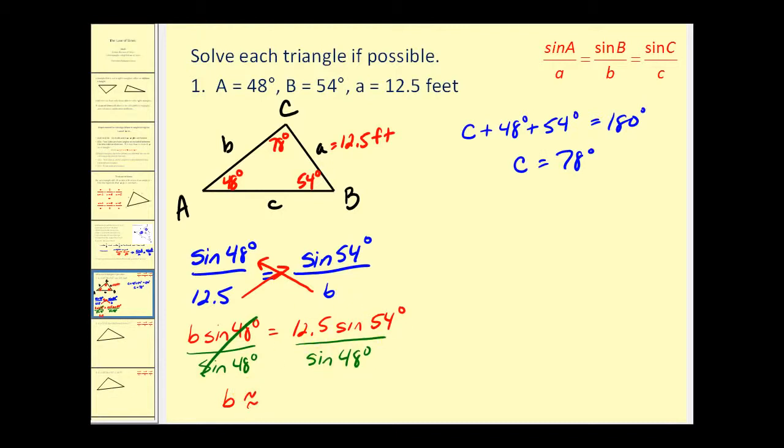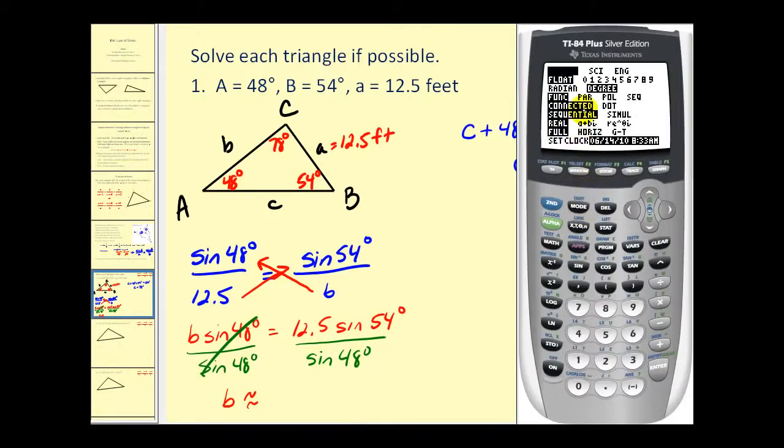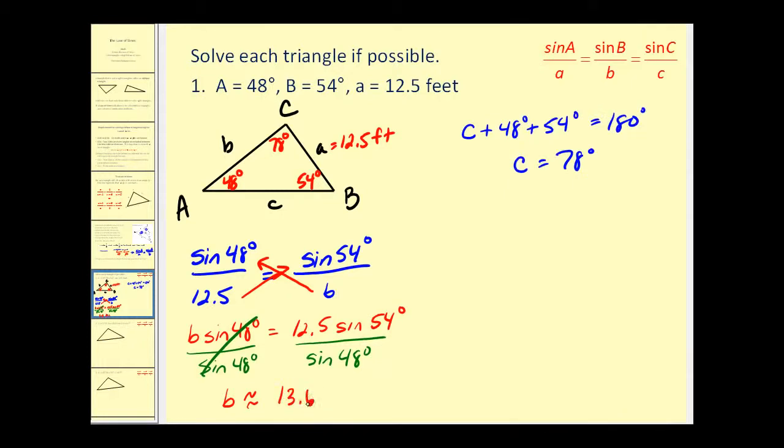Let's go ahead and get our calculators out. Make sure that we are in degree mode. And our numerator will be 12.5 times sine 54 degrees divided by sine 48 degrees. And so it looks like it's about 13.6 feet for side B.